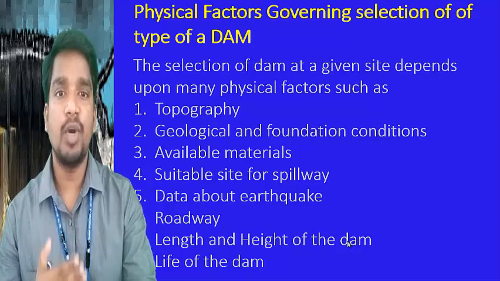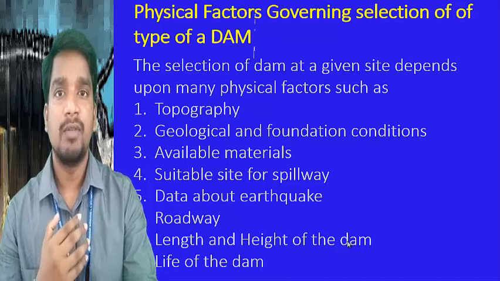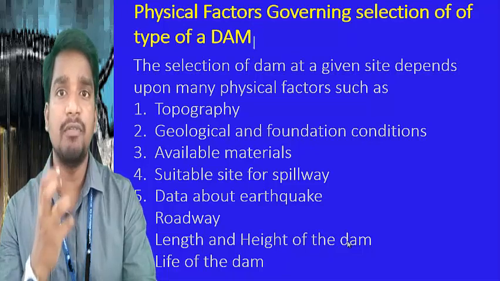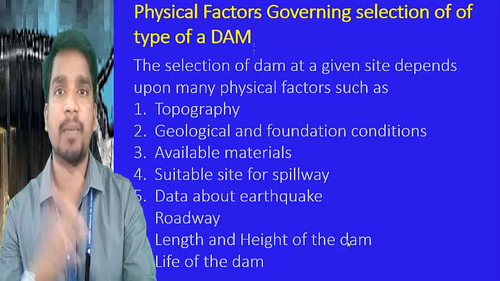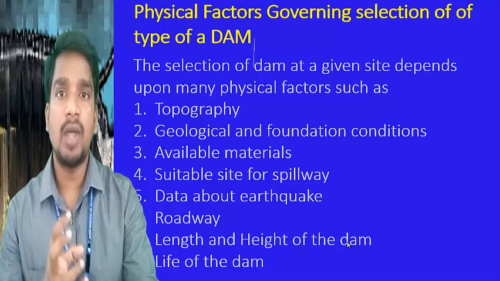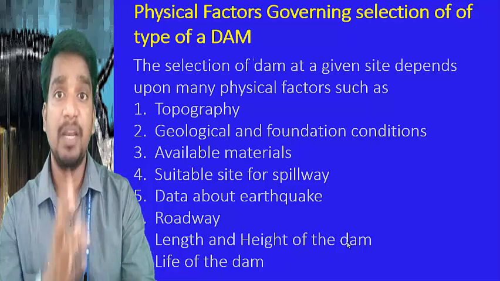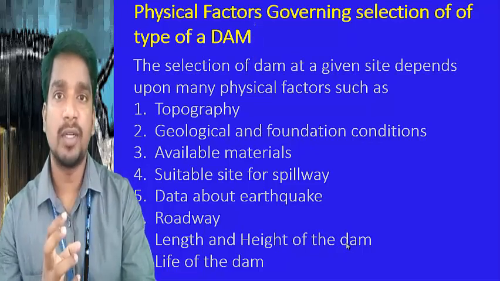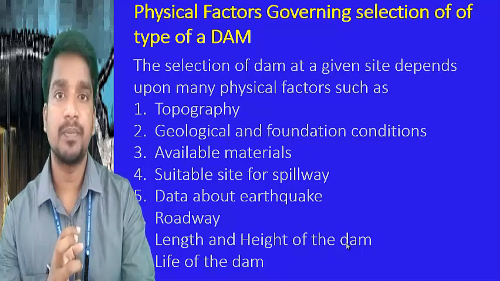Okay. Now the next important point is a suitable site for the spillway. For example, when floods are very heavy, you need to pass the surplus water, the excess water, out of the dam. You can pass the water only when a facility is available as a spillway. If a spillway facility is available, then you can release the excess amount of water, so that the dam will be stable and there will not be any damage to the dam.